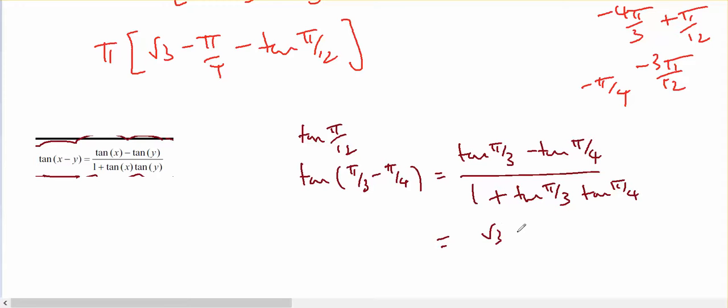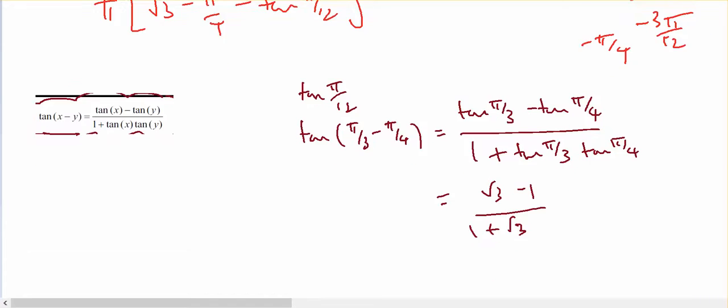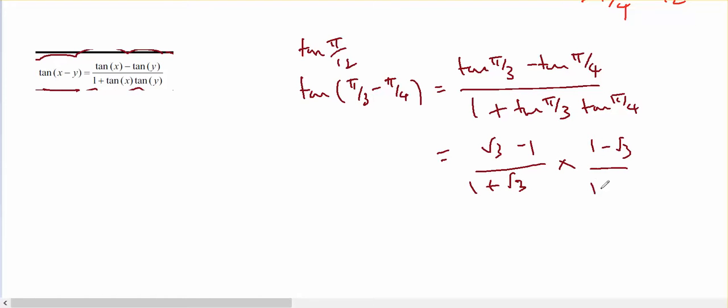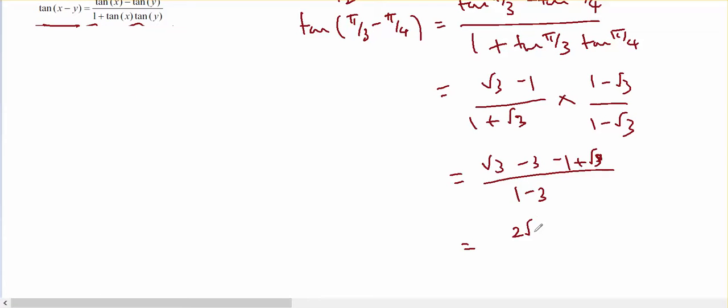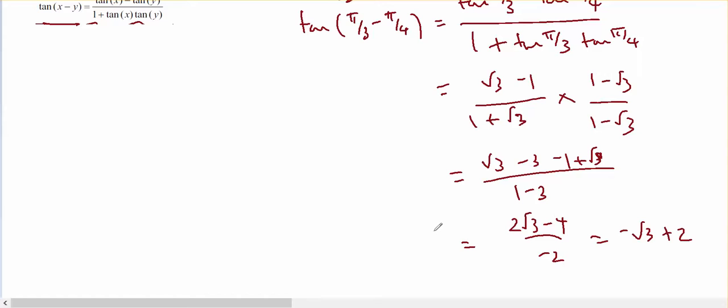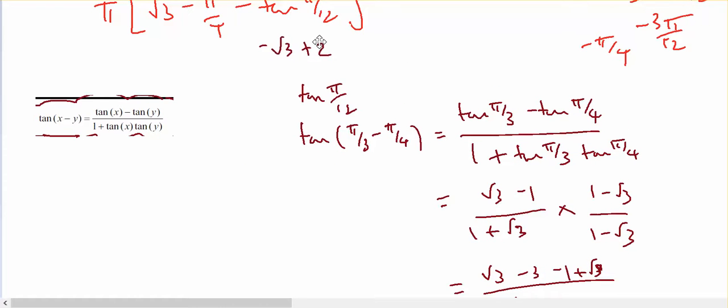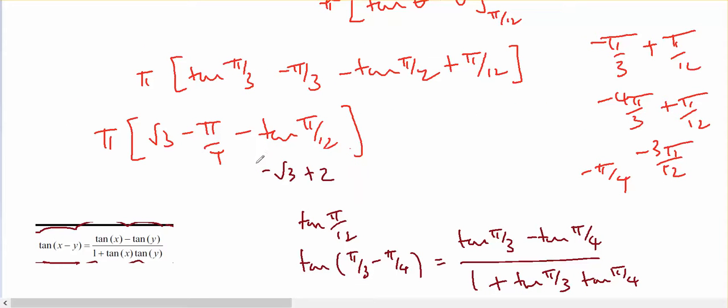which equals root 3 minus 1 over 1 plus root 3 times 1. Times up by 1 minus root 3 on 1 minus root 3, root 3 minus 3 minus 1 plus root 3, sorry, all over 1 minus 3, 2 root 3, so I end up with the tan of pi on 12. End up with pi root 3 minus, so 2 root 3.